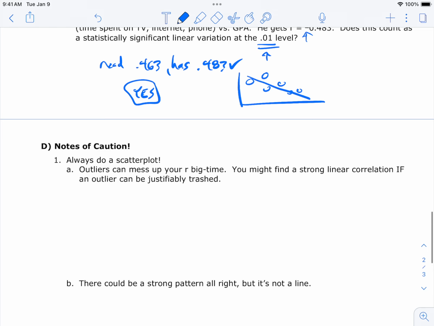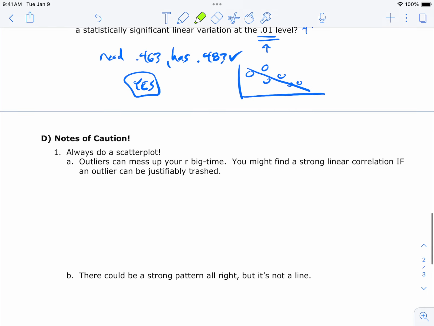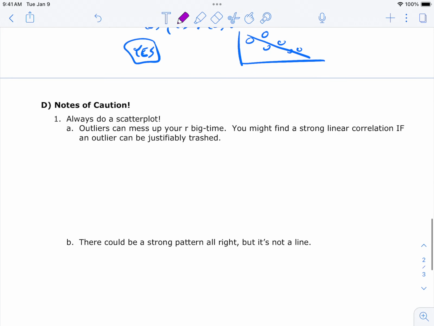So before I let you loose on the homework, some notes of caution here. Caution in purple, sure. Like I was saying on page 1, it's always best to do a scatter plot. You can just type numbers into your Excel spreadsheet, ask it to give you an R and look it up and all that stuff, but you might miss something. If you just trust the calculator, you might miss something. Always do a scatter plot.